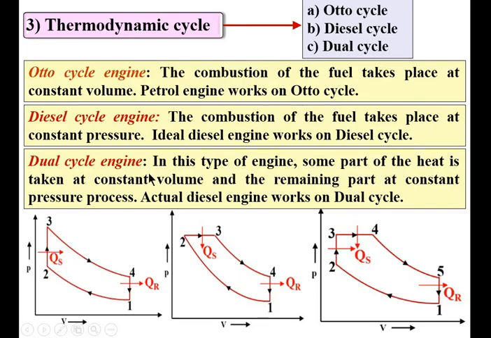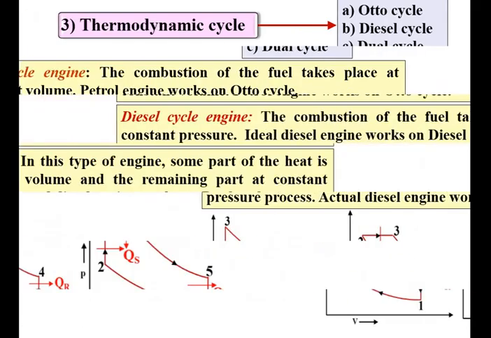So heat addition takes place at constant volume and the remaining part at constant pressure. Keep in mind that in case of Otto cycle, the heat addition is at constant volume. In diesel cycle, heat addition takes place at constant pressure, whereas in dual cycle, heat addition takes place at constant volume as well as at constant pressure.